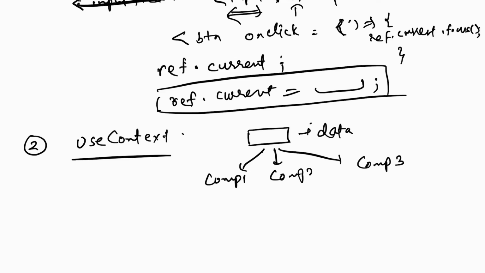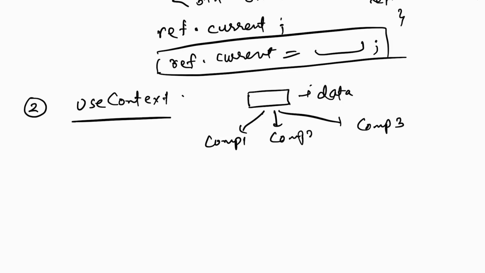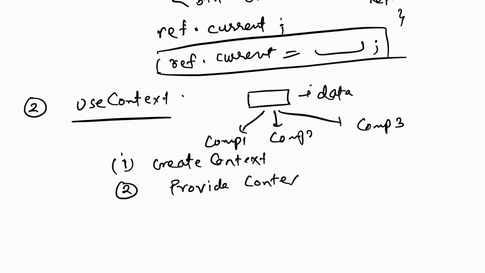Then I can use context. Another way is to use props. If you don't want to use props and you want to have some global data that you want to share among different components, then we can use useContext. To use useContext, first we create a context, then we provide the context, and then we can use the context.